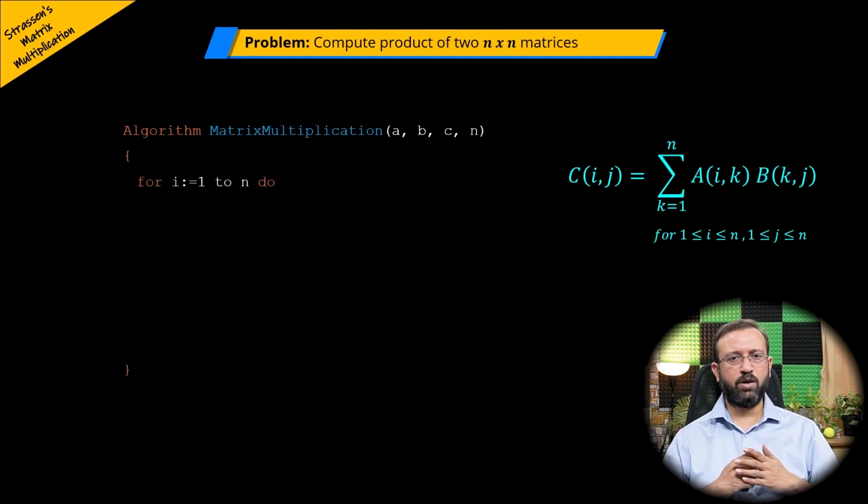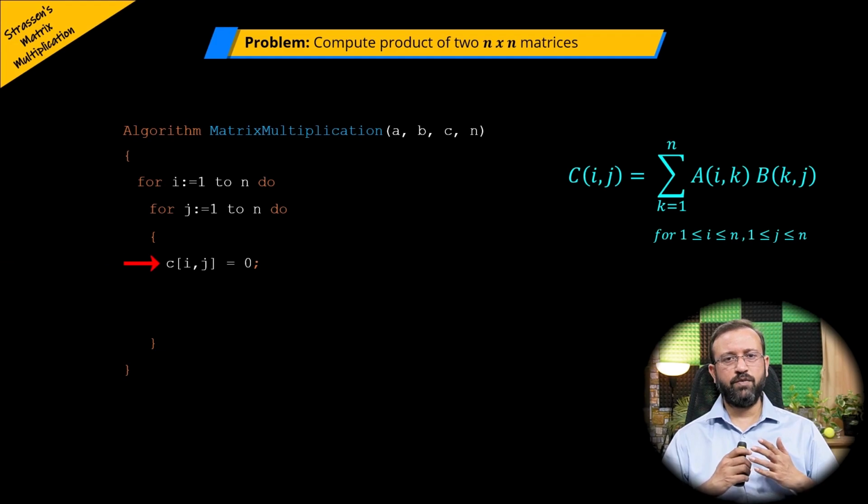Now, we need to compute each element of matrix C of i comma j. So, within the algorithm, we will use a for loop for traversing the rows i from 1 to n. Then, we will also use a nested for loop for traversing the columns, that is, for j from 1 to n. Then, within the for loop for j, we will initialize C of i comma j to 0. This is because we have to perform summation of the products. Then, the formula contains k ranging from 1 to n to compute the product of A of i comma k and B of k comma j.